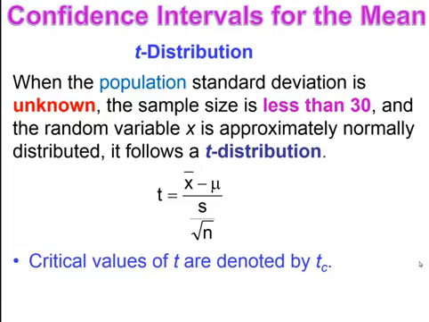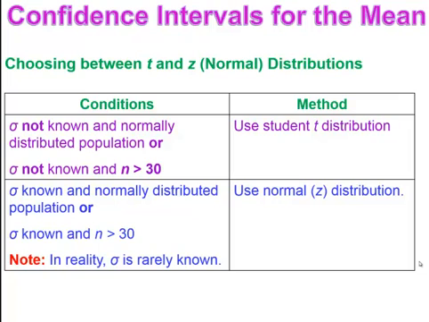The critical values of t are denoted by t sub c. And remember that lowercase c represents the confidence value, the confidence level, the percentage. So when choosing between the t or the z normal distribution, here are the conditions and what you would choose.